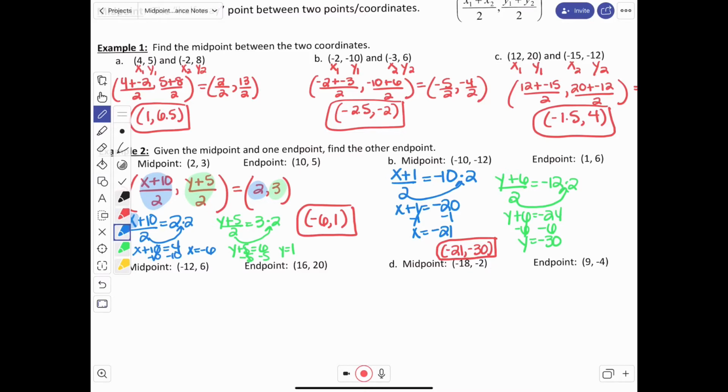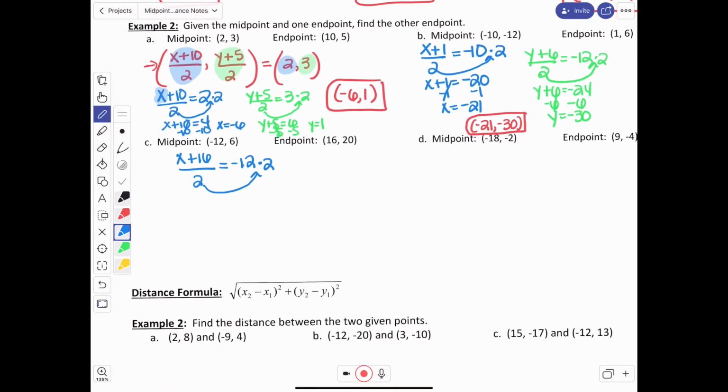Okay. So for this one, my next one, x plus 16 divided by 2 equals negative 12. Move my 2 up and over, multiply by it. So x plus 16 equals negative 24. I subtract 16. So negative 24 minus 16 equals negative 40.